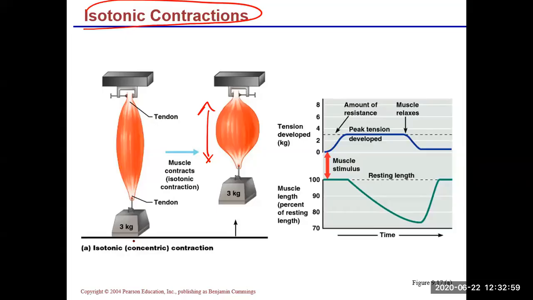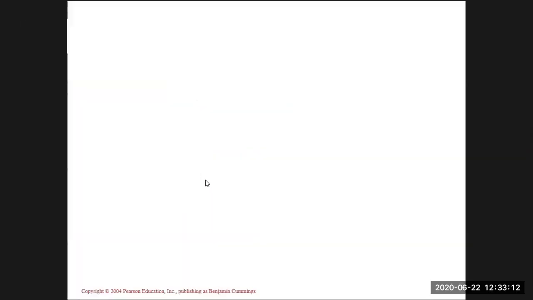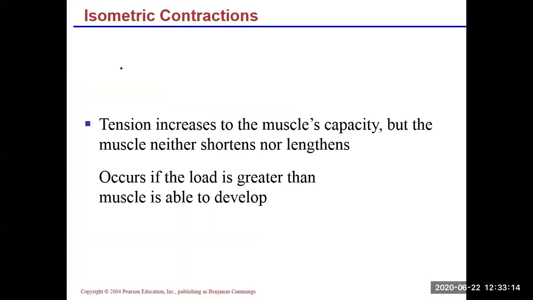All right, tension is the same. Iso means the same. Tonic refers to the tension. So during the isometric contraction, iso means same, metric means measurement is the same. So tension is increasing, but the muscle does not get shortened or lengthened, but it's still working.